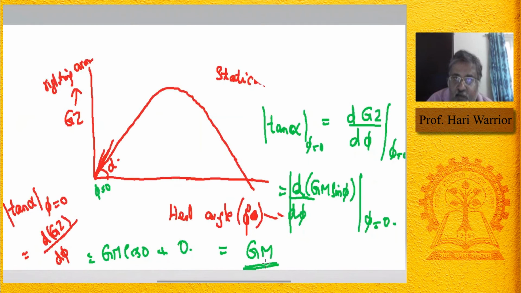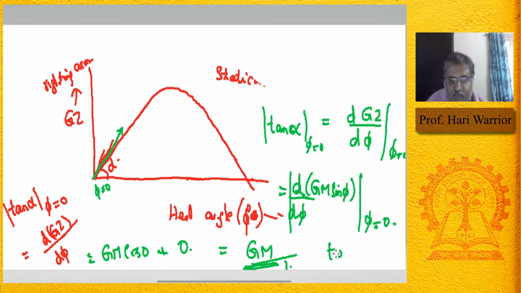So what you're getting is that the slope of the curve at phi equal to 0 is equal to GM divided by 1. It is GM. Now we can do one slide to find out the GM using some graphical methods. We can try some trick here. See, this is what we have.